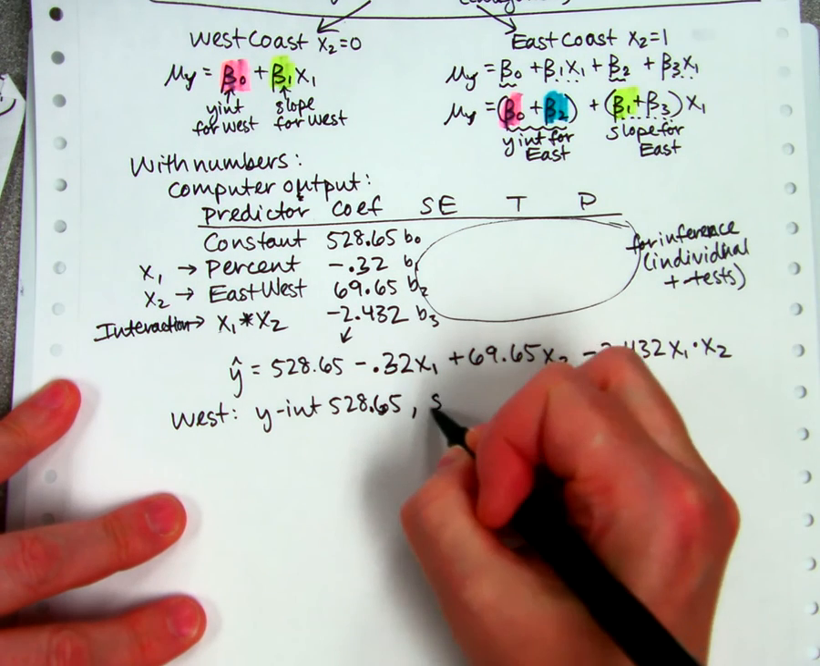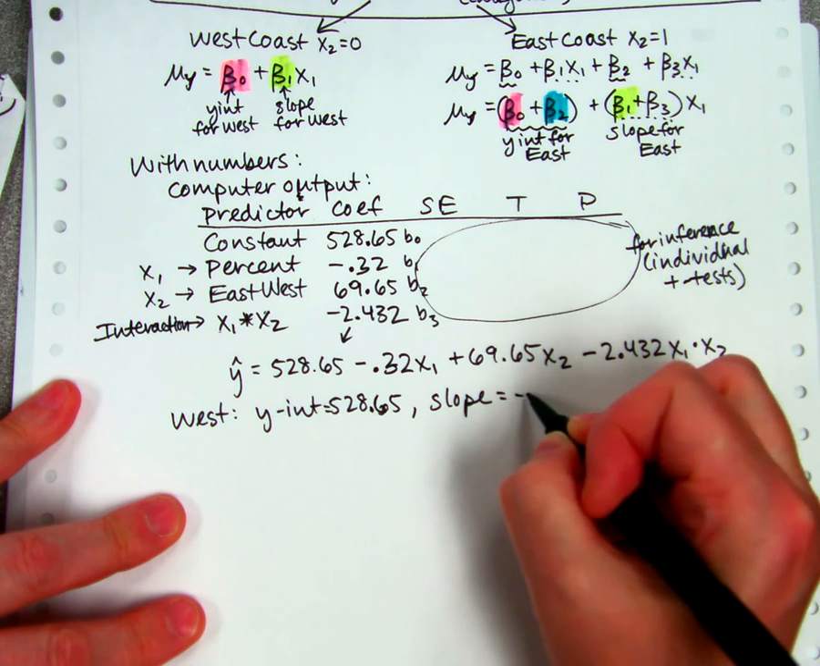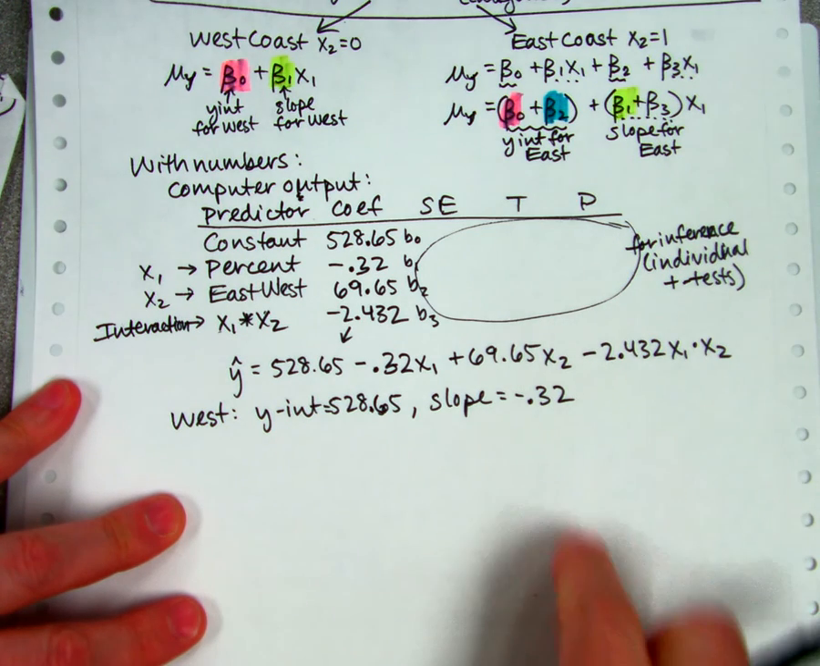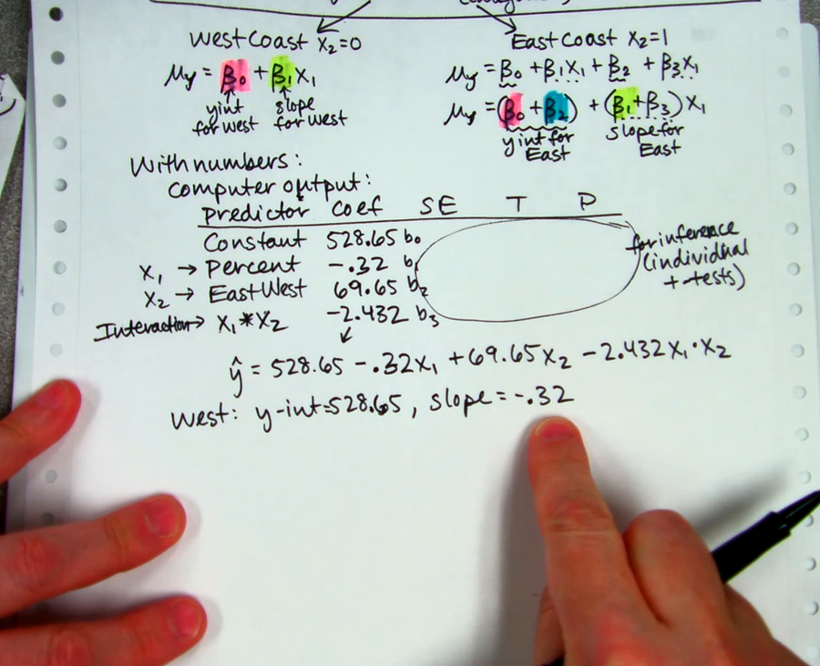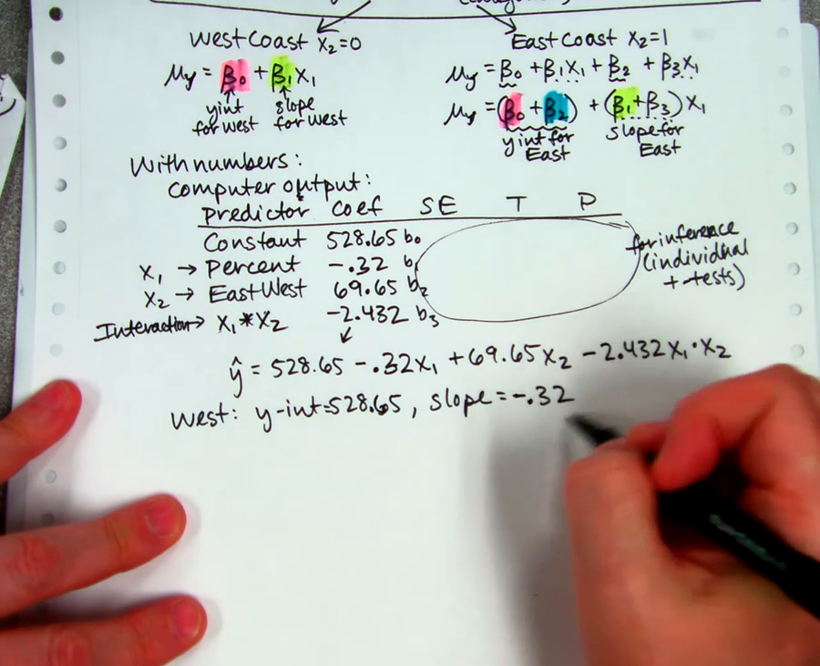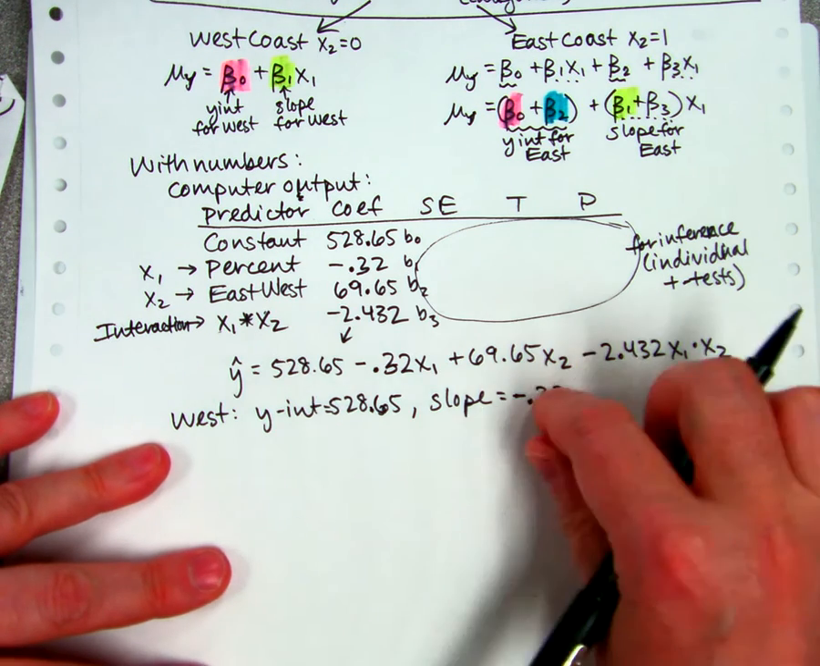And the slope for west is negative 0.32. And again, we could interpret that. I'm not going to write it down, but you could think about if you add for every additional percent of people taking the SAT, the mean score goes down about 0.32. It doesn't go down a whole lot. Not a very steep negative slope. But that's for the west.